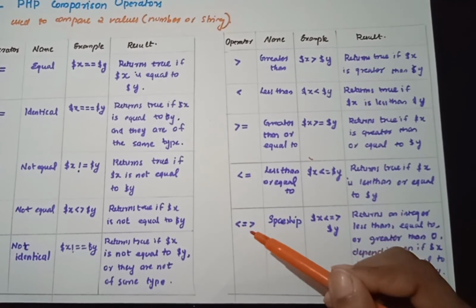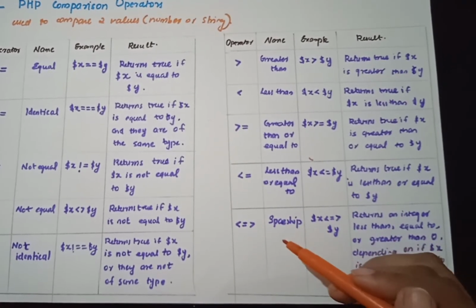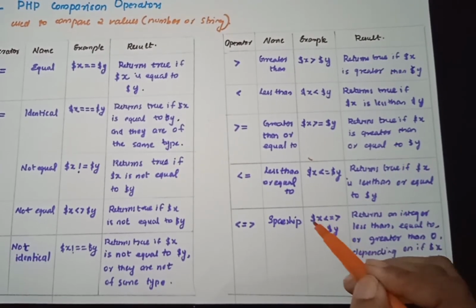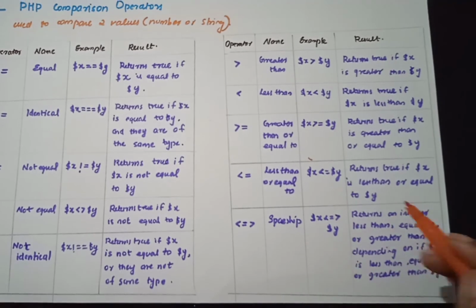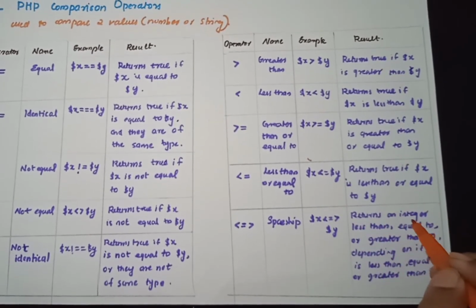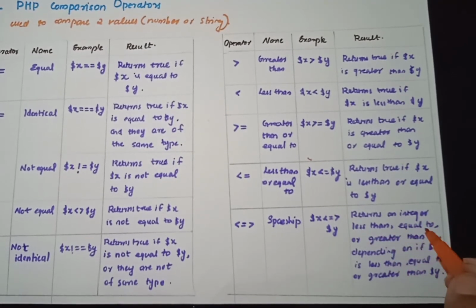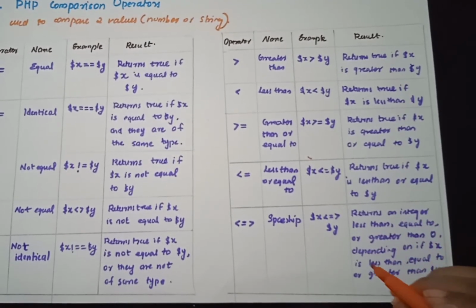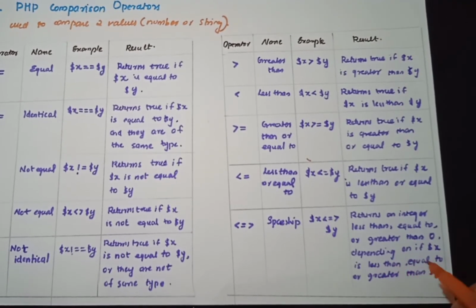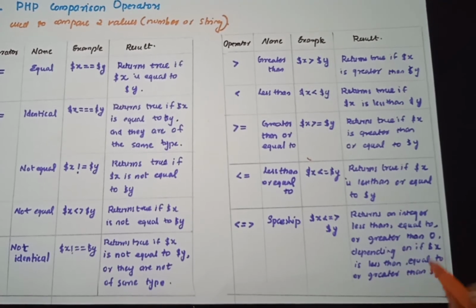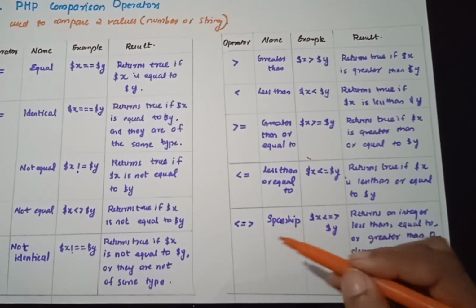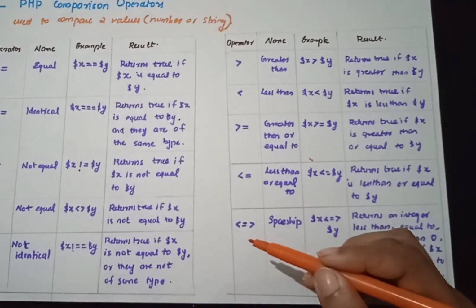So this is another one, the spaceship operator. It was introduced in PHP 7. Here you can see the expression for writing this, and let's see how it works and what the result is. It will return an integer less than, equal to, or greater than 0, depending on whether the variable x is less than, equal to, or greater than y. So for checking multiple conditions, you can simply use this one, called the spaceship operator.